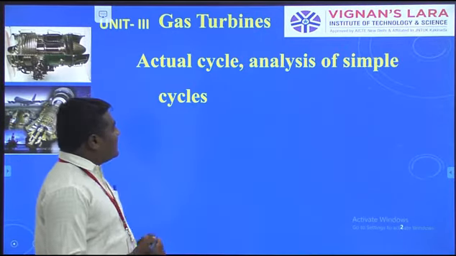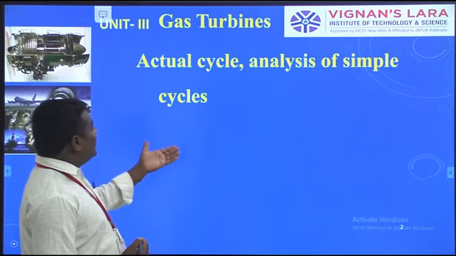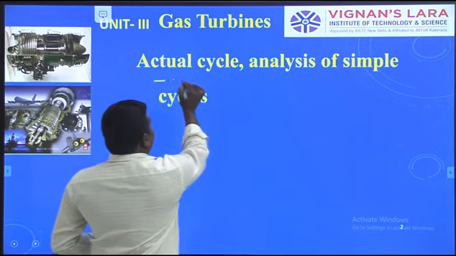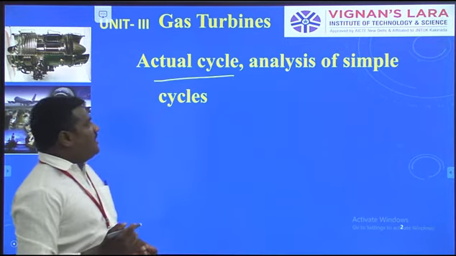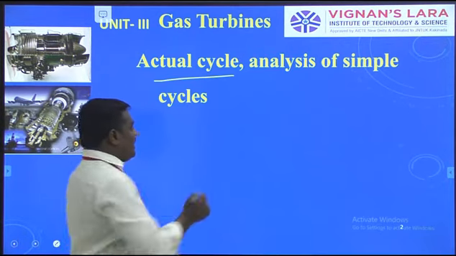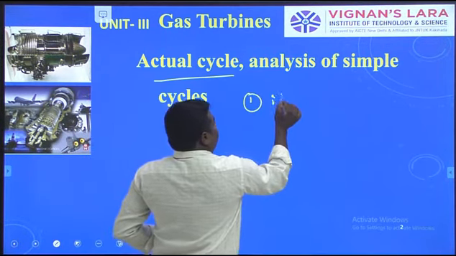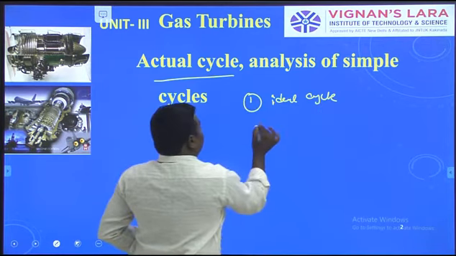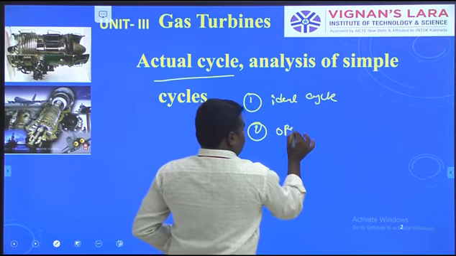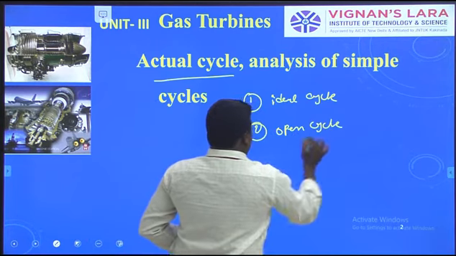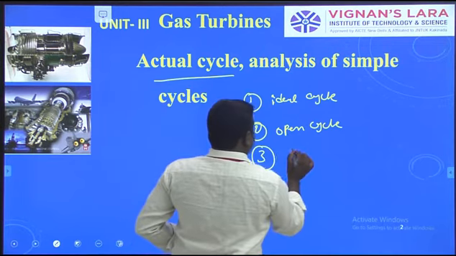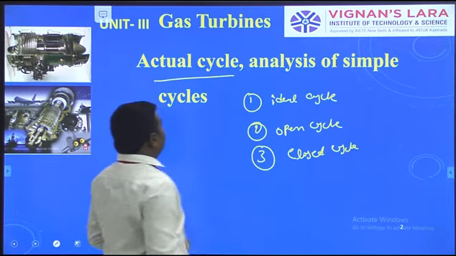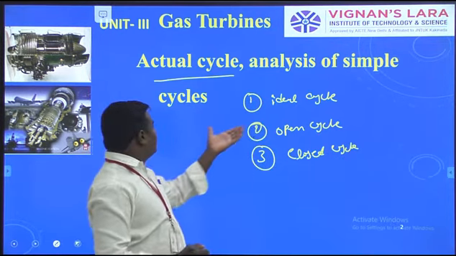In the previous class, I discussed the actual cycle analysis of simple cycles. The actual cycles are nothing but the ideal cycle, the second one is the open cycle, and the third one is the closed cycle. So this is the actual cycle analysis of simple cycles.